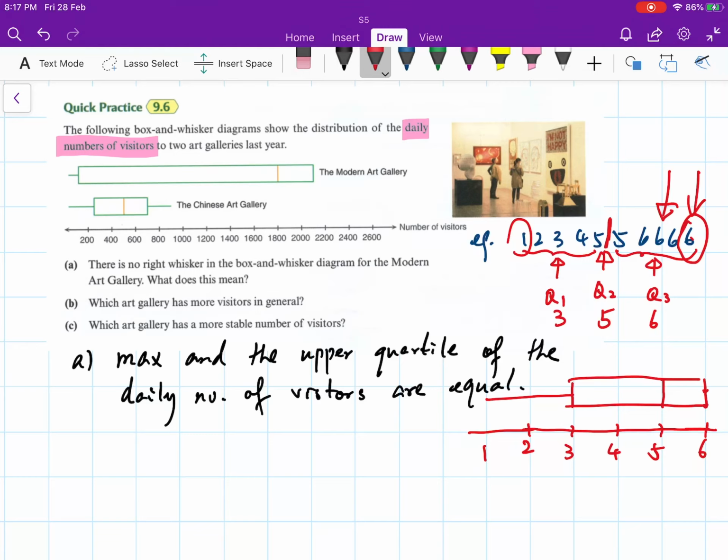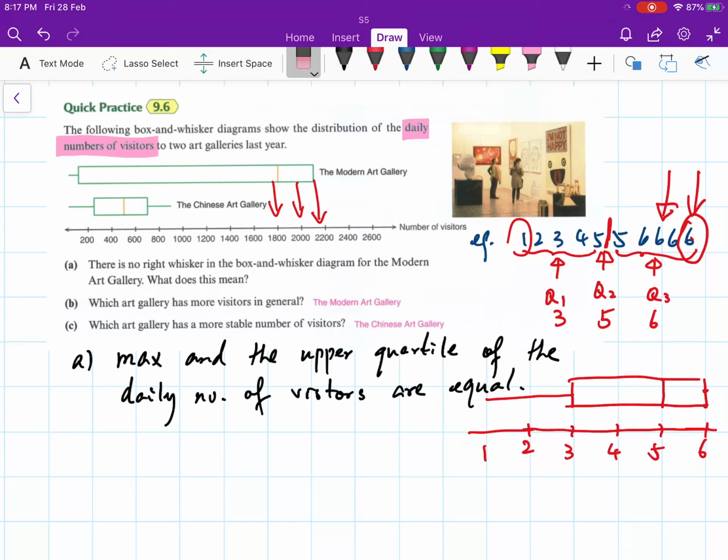Okay, so now let's go to the B part. B part asks which art gallery has more visitors. So take a look at this. Of course, more visitors will be the modern one. Because we got 2,200 something, almost more than 50%. We have more than 1,800 people visiting that. So the answer will be the modern art gallery.